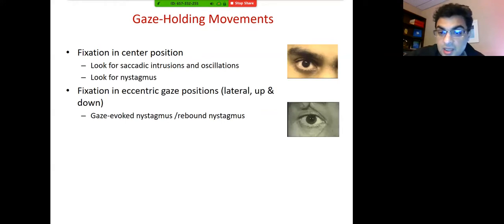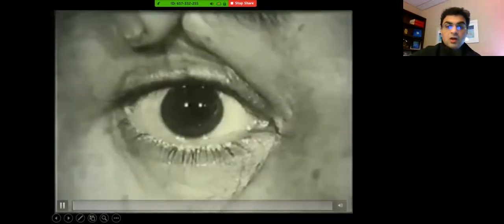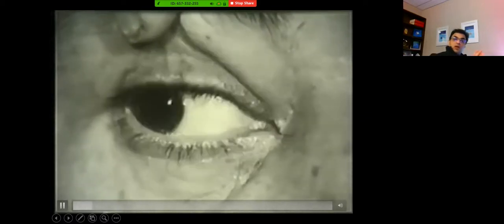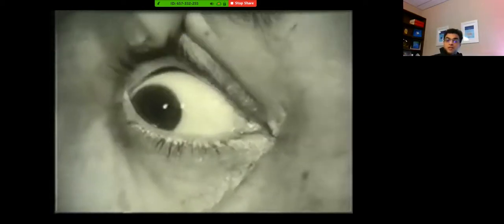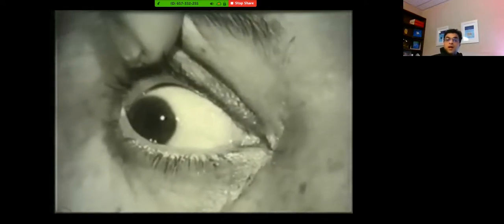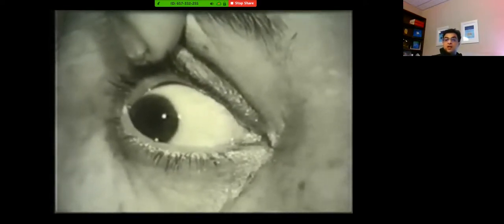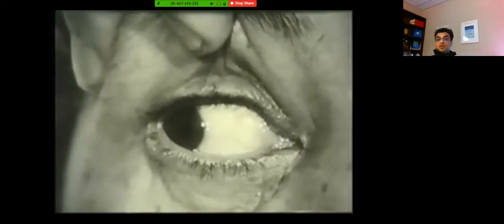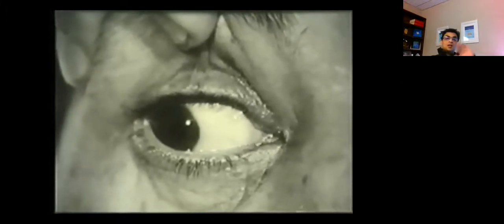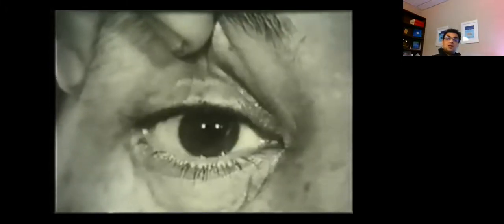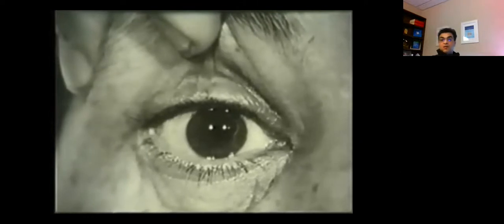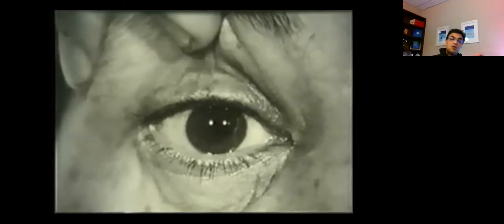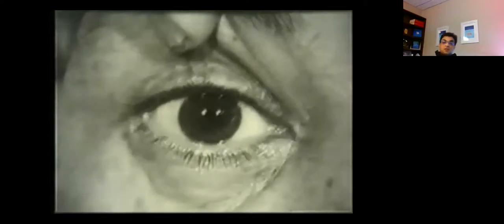So for example, in this video, this person's eyes are very steady straight ahead, and when looking to the right side, you are seeing the beats of the eyes to the right side, and it is drifting towards the center. Now when it goes back to center, the beats are in the opposite direction. In other words, there was a gaze evoked nystagmus, and then again, you have a gaze evoked nystagmus. Now it beats to the left side, and when it goes to the center, the beat reverses.